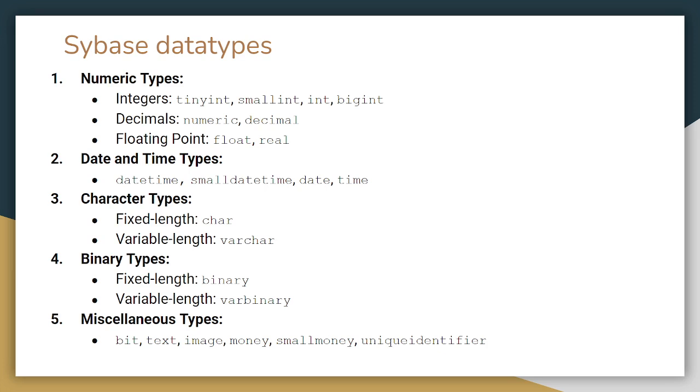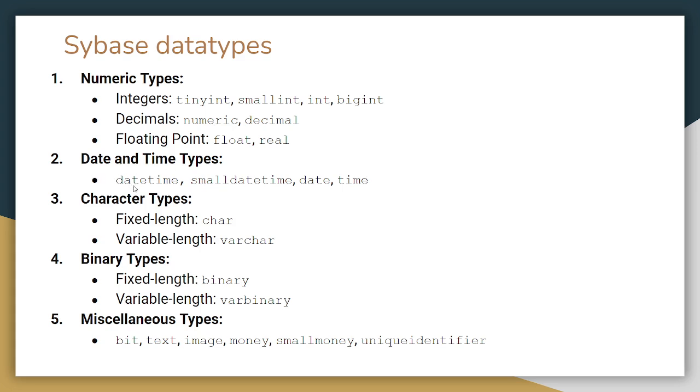Now, the next point is Sybase data types. Sybase holds different types of data: numeric types, date and time types, character types, binary types, and miscellaneous types. Numeric types include integers, decimals, and floating point. Some of these data types are tiny int, small int, and big int. Big int is nothing but long, it holds bigger integers. And there are numeric, decimal, and float, which are the decimal data types.